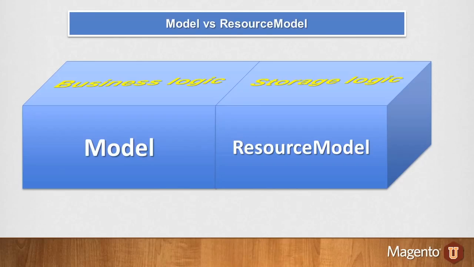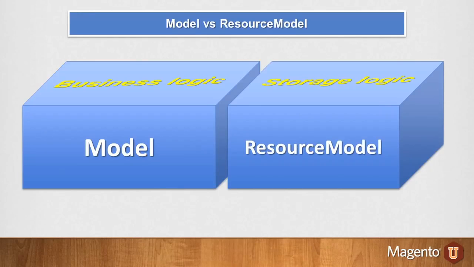Why do we separate them? When we load a collection of models to show as a table, we won't instantiate resource models for each model because we are not going to save them. We will use only the model's objects. You'll recognize this as the principle of single responsibility in OOP.